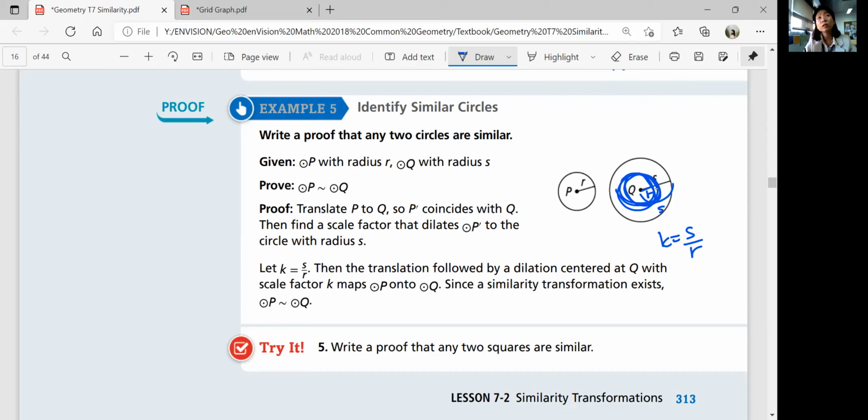Okay, so all circles are similar, like you would already know, but this is why you can prove it using dilation and translation. Write a proof that any two squares are similar. How do you know all squares are similar? Because they all have right angles and all the sides are proportional, right? There's a scale factor that maps all the corresponding sides to each other.